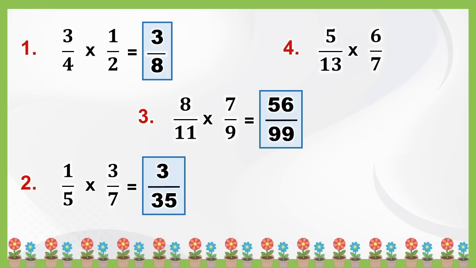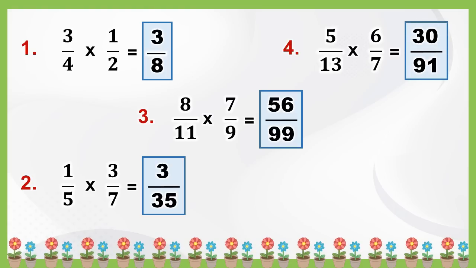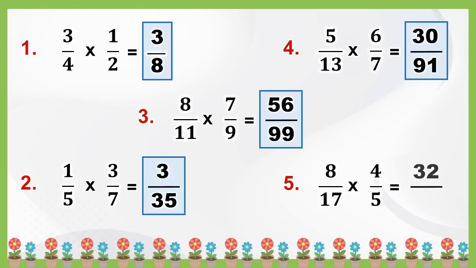Number 4. 5/13 times 6/7 equals, multiply the numerators. 5 times 6 equals 30. Then the denominators. 13 times 7 equals 91. The answer is 30/91. And for number 5, 8/17 times 4/5 equals, multiply the numerators. 8 times 4 equals 32. And 17 times 5 equals 85. So the answer is 32/85.